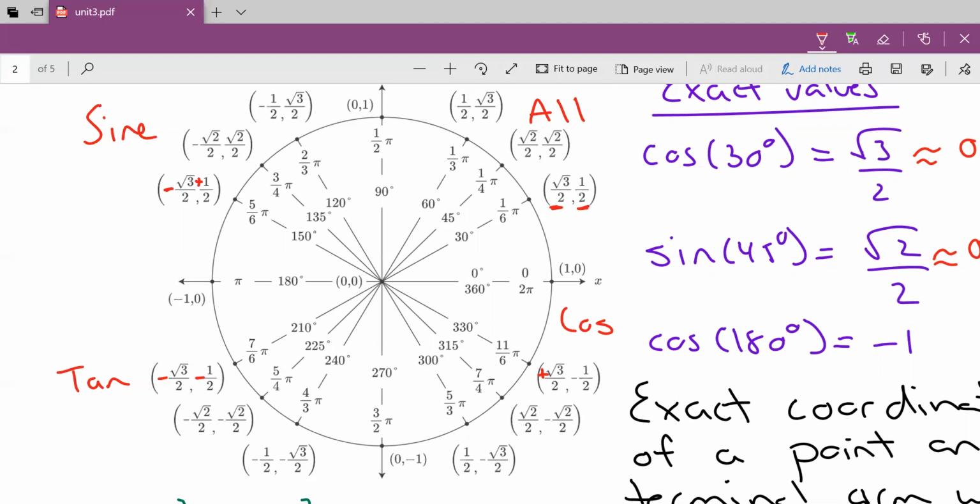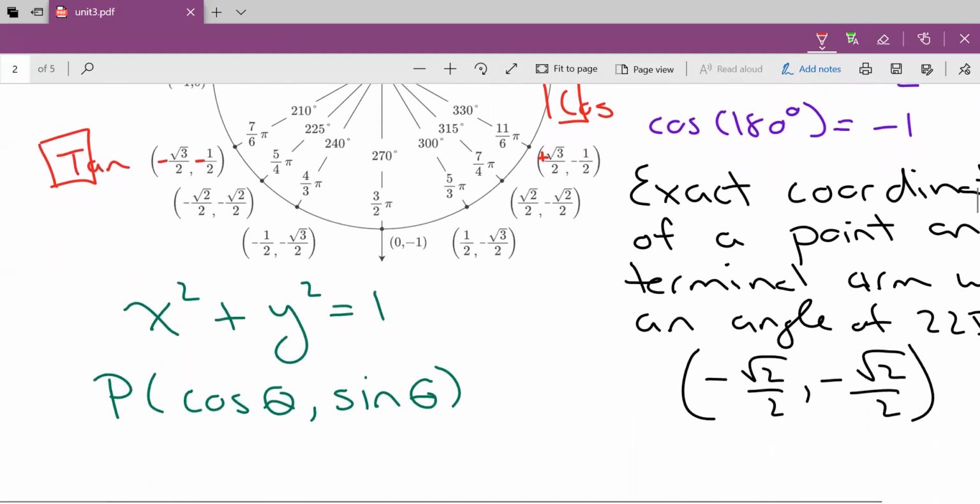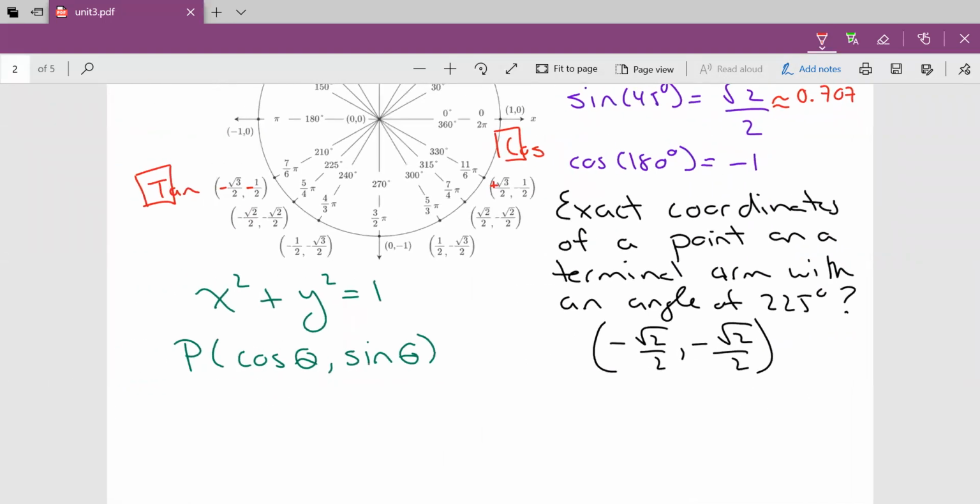So the mnemonic device that a lot of teachers show is they call this the CAST law or the CAST rule. It's not really a law or really a rule, but rather just an observation of what's happening. CAST tells me what ratio will be positive in which quadrant. So to add to this, I've got the equation of the unit circle, I've got the coordinates of any pair, and I've got CAST, which tells me what quadrant I'm in, and what trigonometric ratio will be positive or negative.